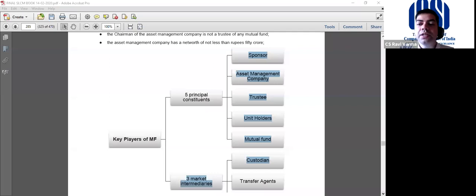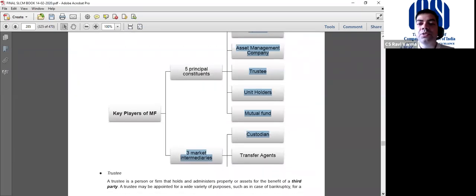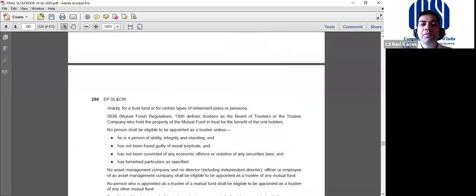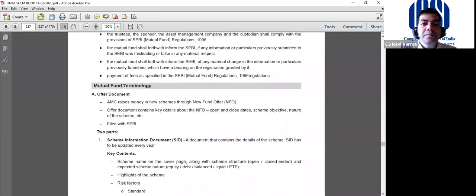So among the market intermediaries or market constituents, there are three main primary elements. One is the custodian, one is the transfer agent, and the third is the depository. Depository may not be seen here, so for the third, you write down depository. So three market intermediaries are there and five principal constituents are there. All together they form a mutual fund.